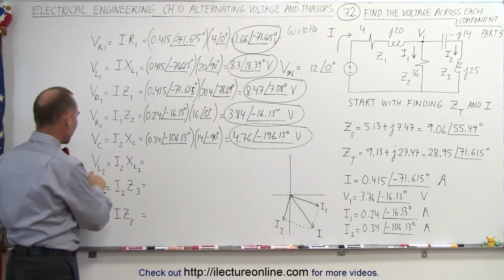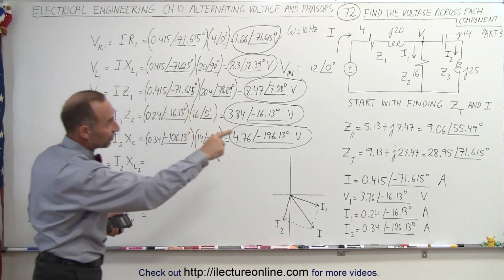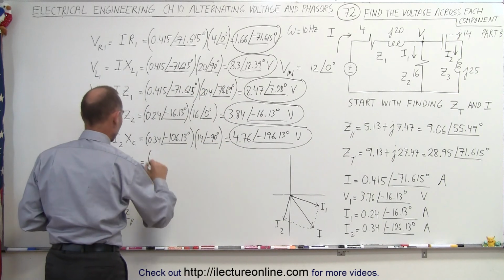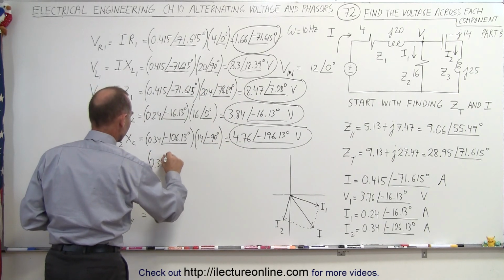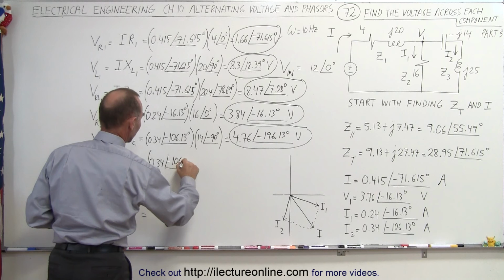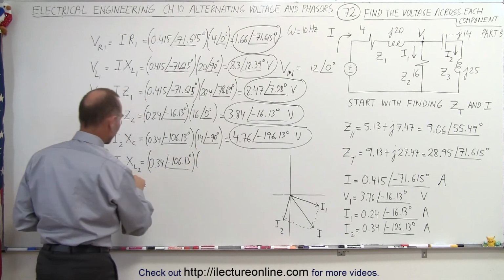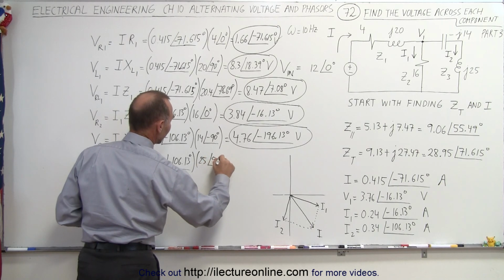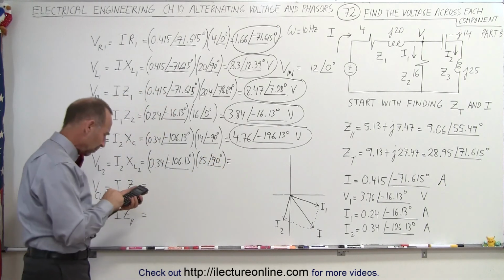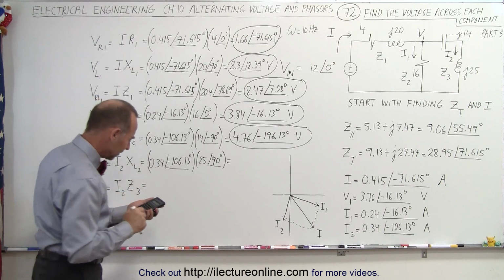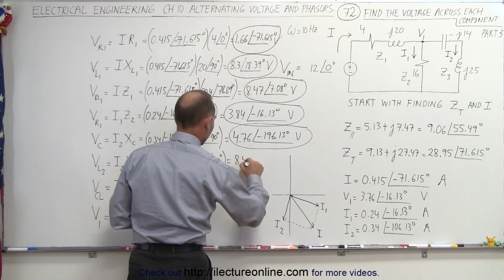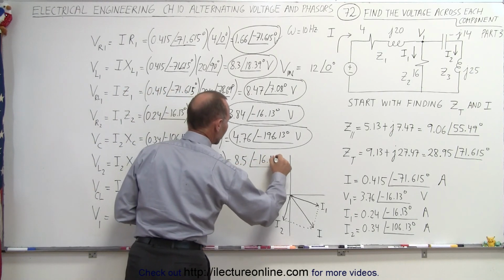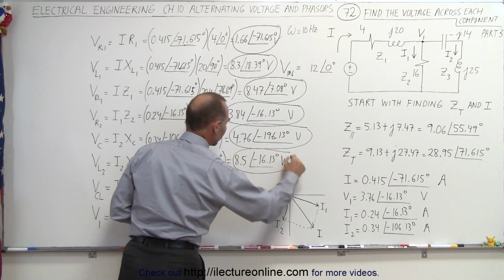Okay, next we're going to find the voltage across the second inductor. That's this inductor right here. To do that, we take the current, the same current as through the capacitor, with a phase angle of -106.13 degrees. We multiply that times the inductive reactance, which would be 25 with a phase angle of +90 degrees. And so 0.34 times 25 gives us 8.5 with a phase angle of -16.13 degrees. Of course, that's also in volts.